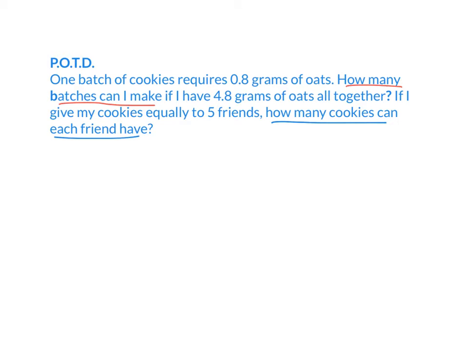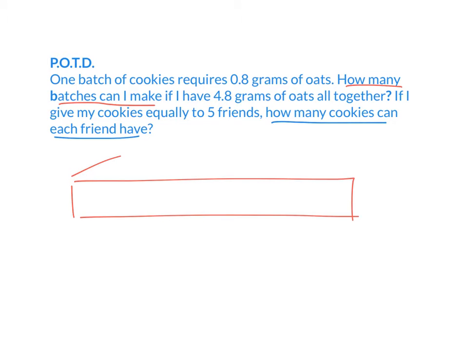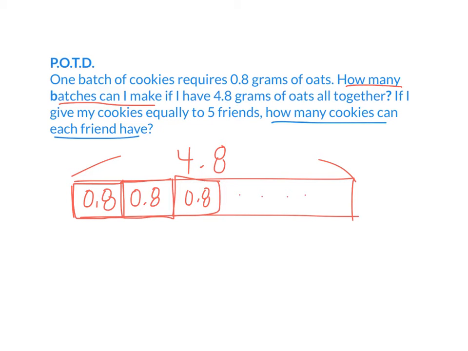Okay? So, how much oats do I have altogether? 4.8 grams. Now, do I have to put all 4.8 grams into one batch of cookies? No. How much do I have to put into one batch of cookies? Rishma? So this is 0.8. That's one batch. Do I have more left over to make a second batch? Okay, if I make a second batch, how much will that batch take? Another 0.8. Could I keep making another batch and another batch and another batch? Yeah. So I'm basically trying to figure out how many 0.8s fit into 4.8.